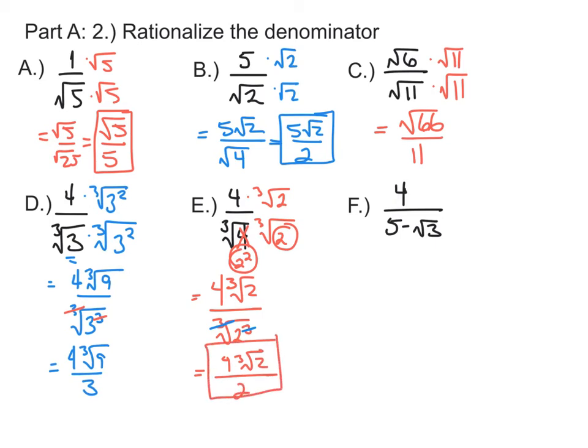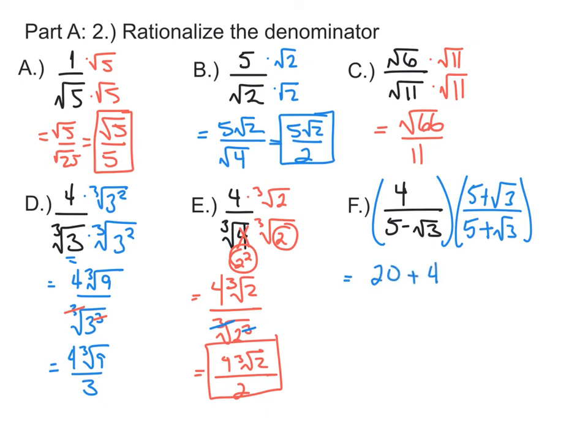In part F, since the denominator is not just the square root of 3, but it's 5 minus the square root of 3, we're going to have to multiply by the conjugate of that, which will be 5 plus square root of 3. So the numerator and denominator will both be multiplied by the same thing. In the numerator, we'll just distribute. 4 times 5 is 20, and 4 times the square root of 3 is 4 root 3. In the denominator, we'll have to FOIL this out. But since we're multiplying by conjugates, we'll end up with the difference of 2 squares.